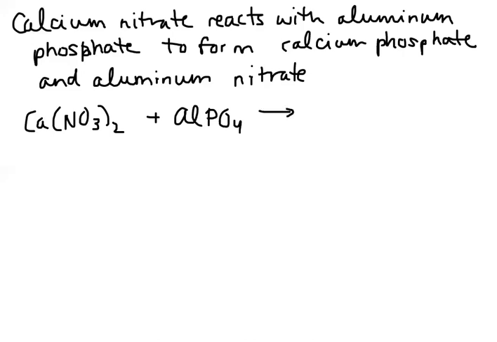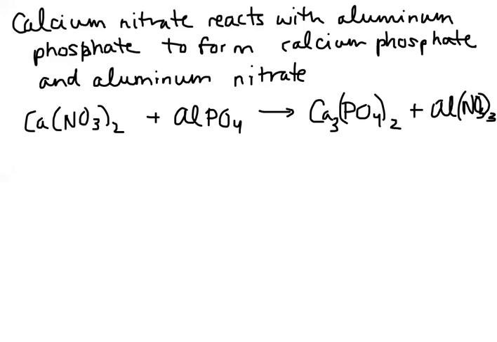All right, so we already said that calcium is 2 plus and phosphate is 3 minus, so what do we have to do? 3 calciums and 2 phosphates, and finally we're going to have Al and how many nitrates? 3, because nitrate is 1 minus and Al is 3 plus.